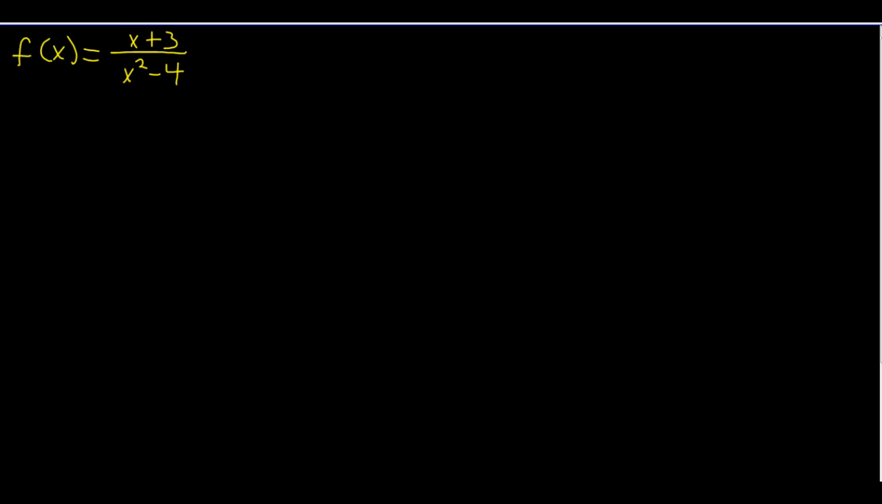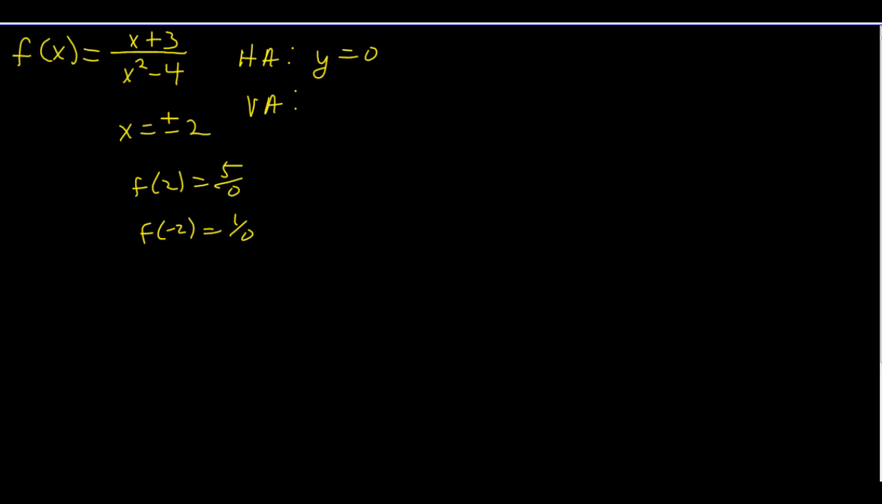Now, let's look at another one similar to that. Here I see that the degree of the numerator is less than the denominator, so I'm going to have a horizontal asymptote, once again at y equals 0. When I find the points that make the denominator equal to 0, x could be equal to either positive or negative 2. When I plug in, in this case, f of 2 is 5 over 0, and f of negative 2 becomes 1 over 0, so I have two vertical asymptotes, x equals 2 and x equals negative 2.